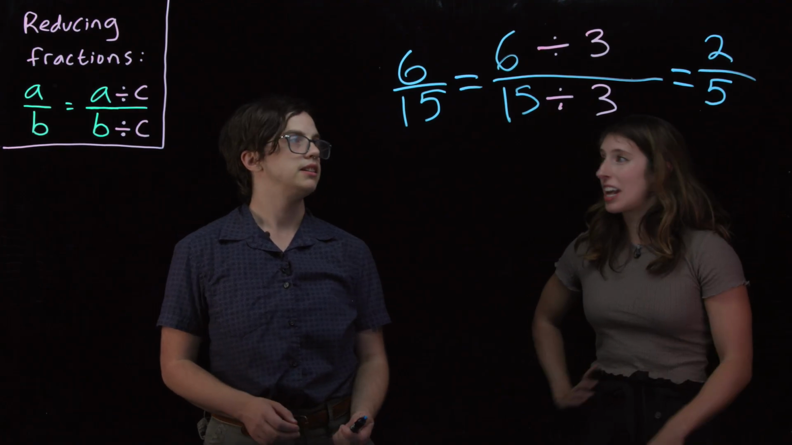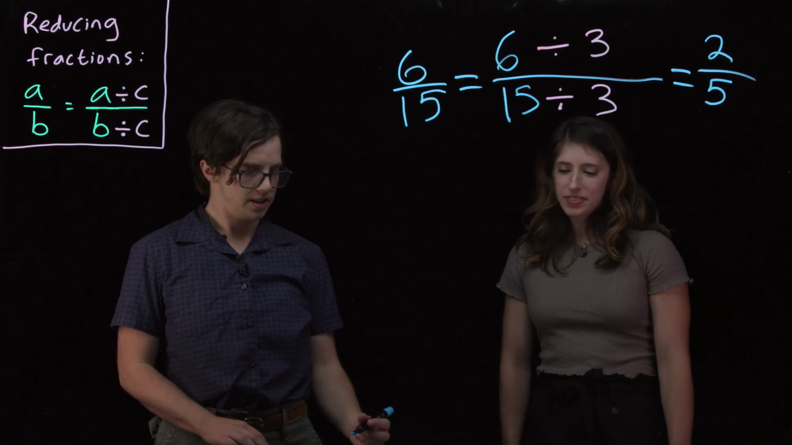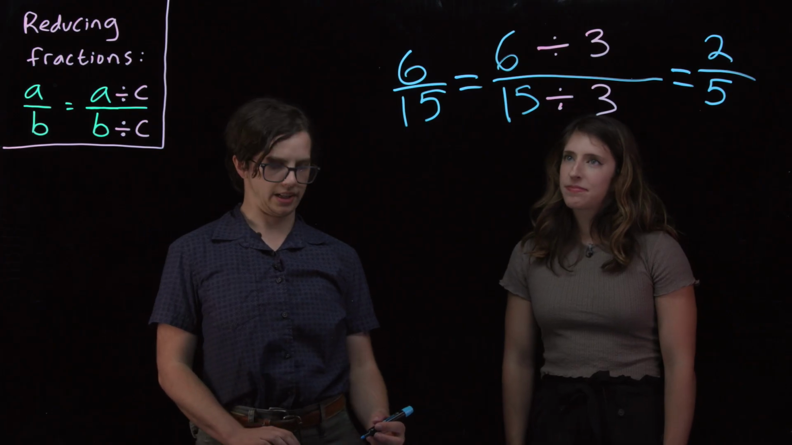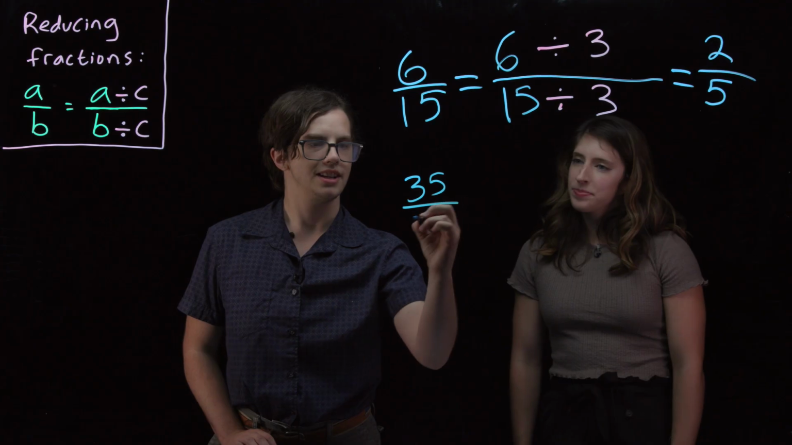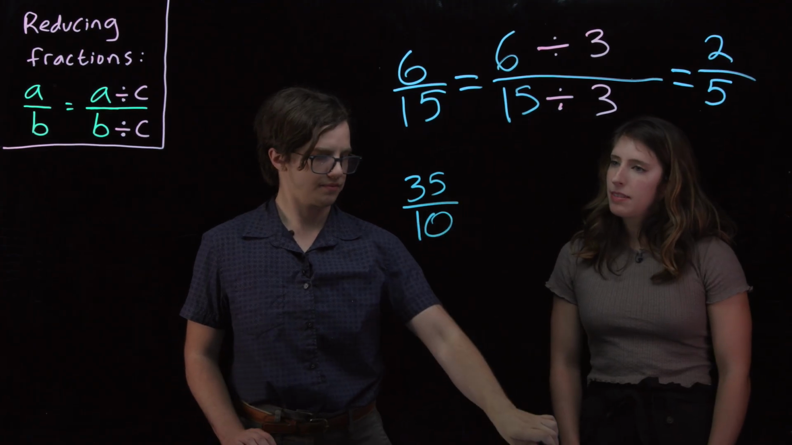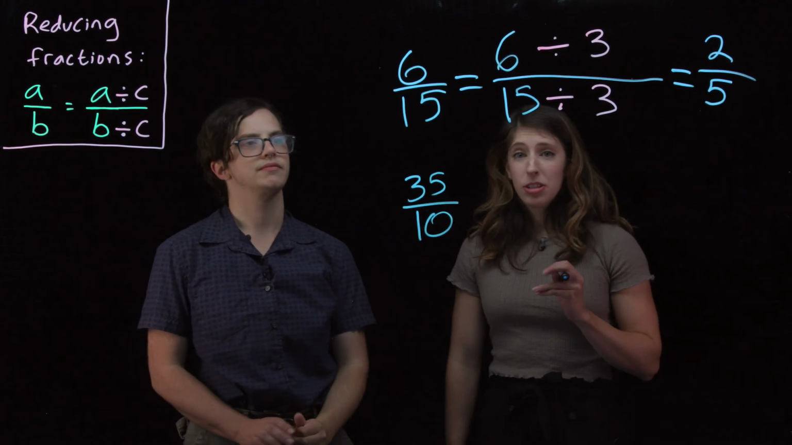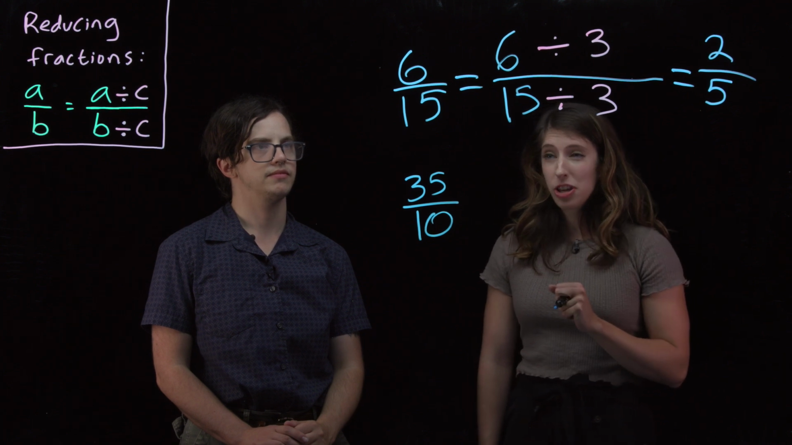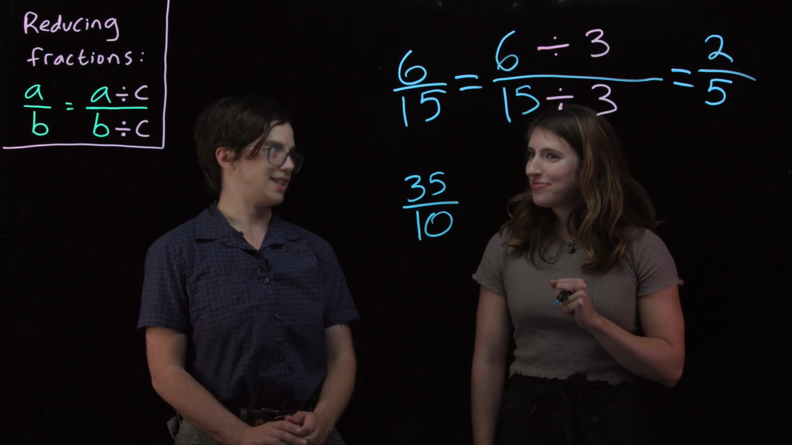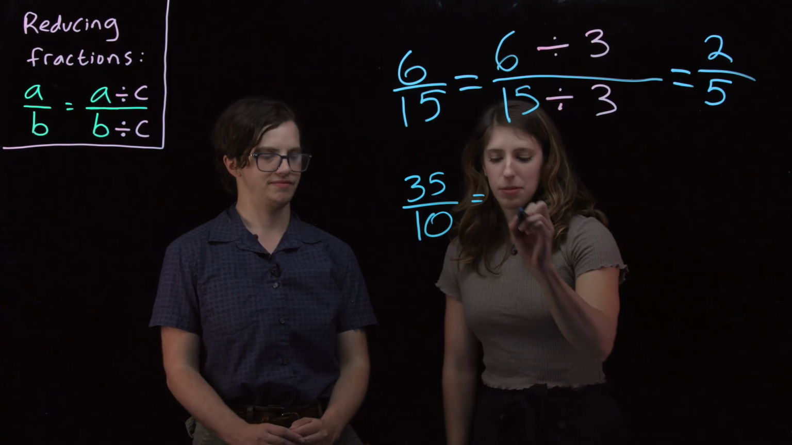It is. Okay, can I try one? Yeah, let's try it out. So let's try an improper fraction. Let's try 35/10. Okay, I think I can handle that. We need to look for a common factor of 35 and 10. I think they're both divisible by 5, right? Yes, they are divisible by 5. All right, we have found the winner.